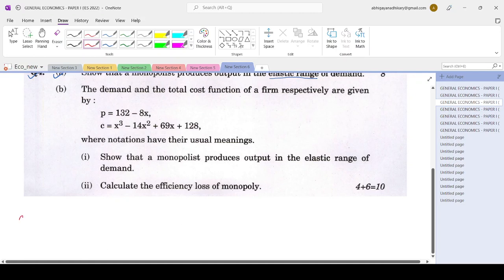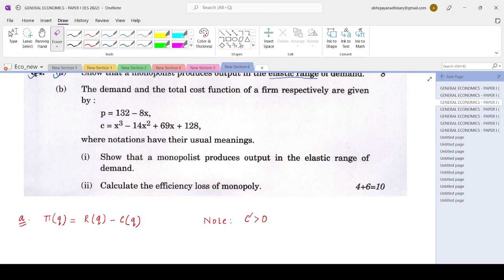So part A. The monopolist basically runs on the principle of profit maximization. So what is pi, which is a function of Q? It is revenue minus cost, isn't it? And I hope you remember one thing, that we always assume that C prime is positive. So cost is an increasing function of output and demand is a decreasing function of output. So that's the standard assumption that we take.